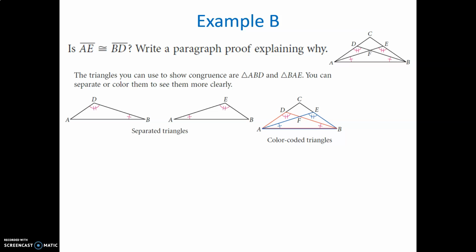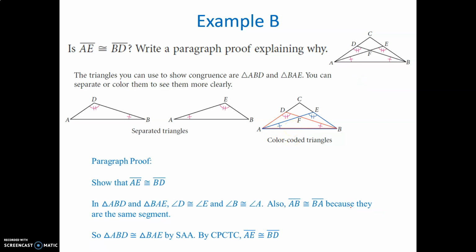So here's what they say. The triangles you can use to show congruence are ABD and BAE, but they're overlapping each other. So they say you can separate these triangles and think of them as together, and sometimes they even color code them. So the paragraph proof says I have to show AE equals BD. So we know that the 2 angles D and E are equal. They're marked equal here and here, so that's a given. And we also know that angle B equals angle A.